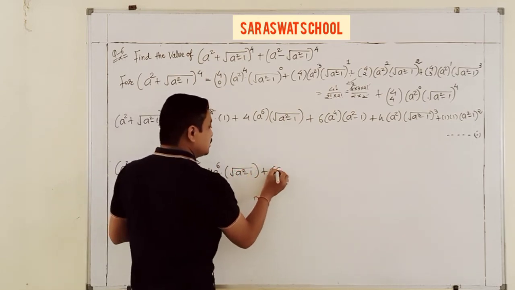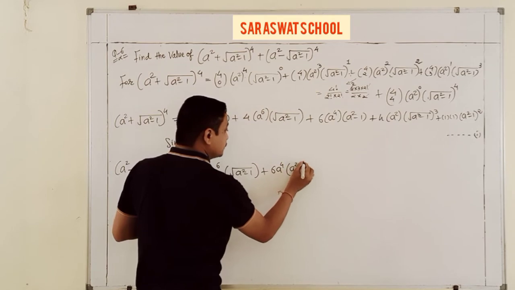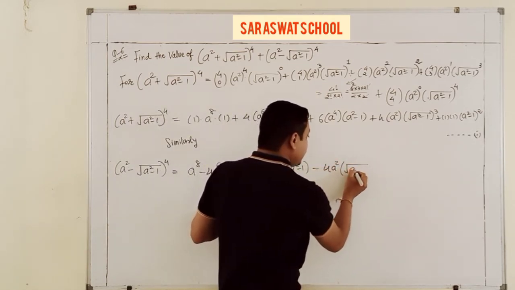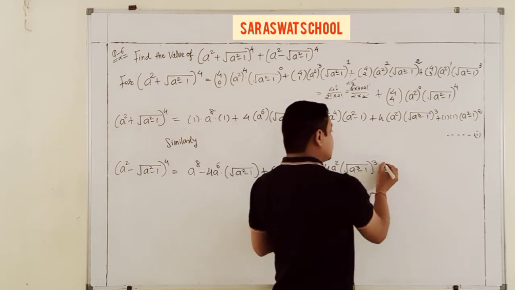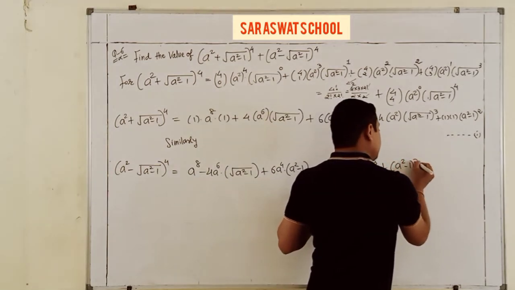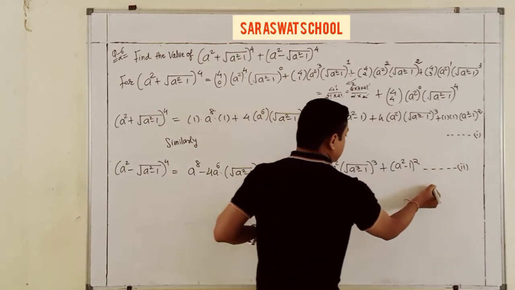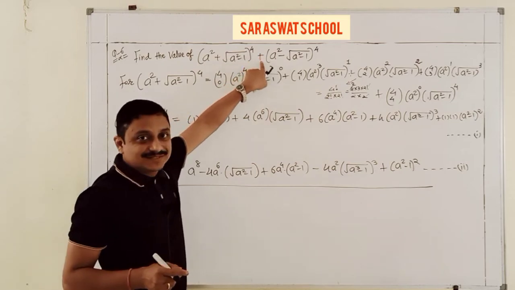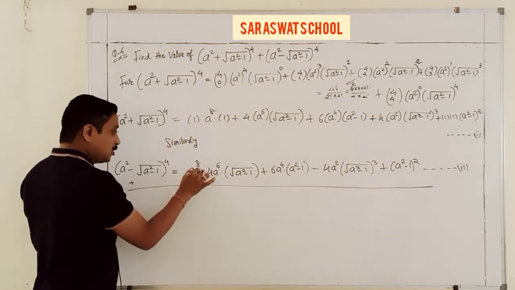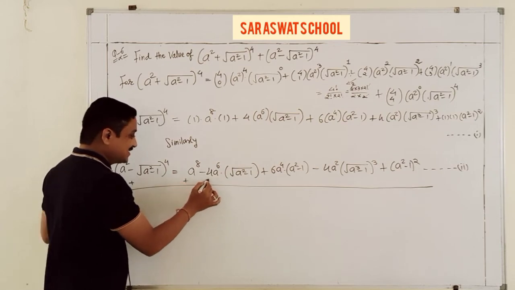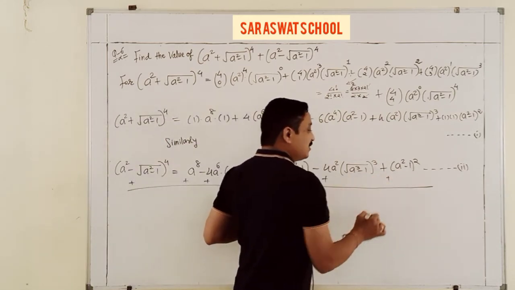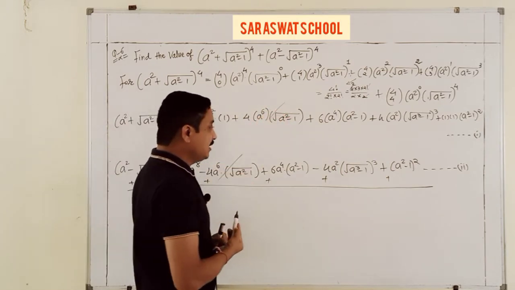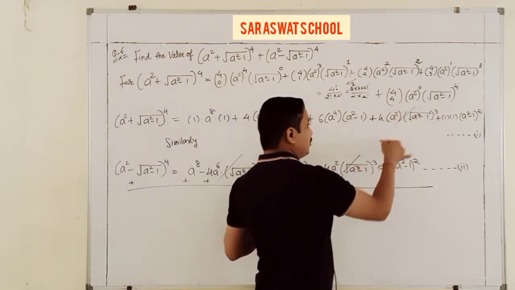Plus 6 a raised to 4, a square minus 1. Minus 4 a square under root a cube minus 1. And last plus a square minus 1. Now this both between, we can create between as plus. So students, here you plus all our additions. Yes, only you can do the plus. Means students, this and that cancel. Similarly here this cancel, cube parts and cube parts.